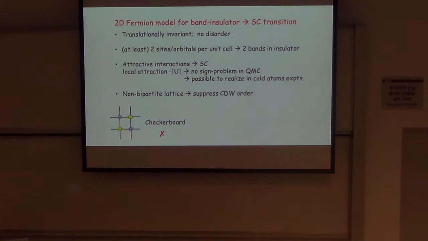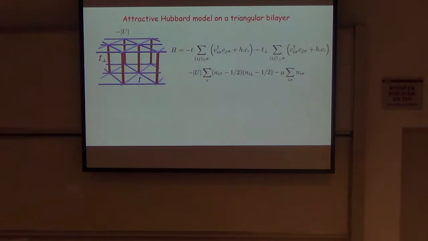For instance, I could have thought of working on a checkerboard lattice on which there is a high potential and a low potential in this way, and then put in an attractive interaction. But here, in addition to the superconducting tendencies, the existence of this potential would also induce charge density waves, and that's not something I want. So what we'll do is work with a triangular lattice bilayer. The triangular lattice allows us to suppress the charge density wave order because there's no nesting, and it's a non-bipartite lattice. And the bilayer is what allows us to have two sites per unit cell, and therefore gives us the two bands. So we will just work with the attractive Hubbard model on a triangular lattice bilayer.